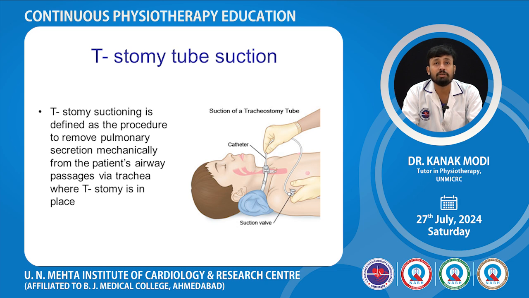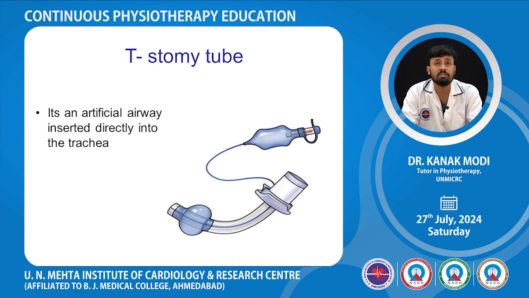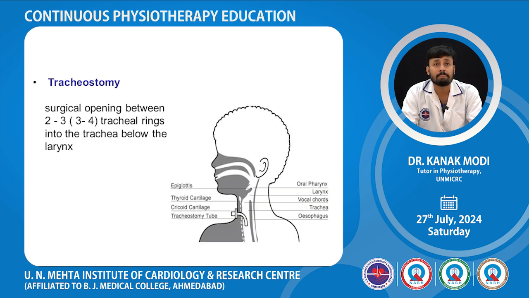What is tracheostomy tube suction? Tracheostomy suctioning is defined as the procedure to mechanically remove pulmonary secretions from the patient's airway, passing via the trachea where a tracheostomy is in place. A tracheostomy tube is an artificial airway inserted directly into the trachea.